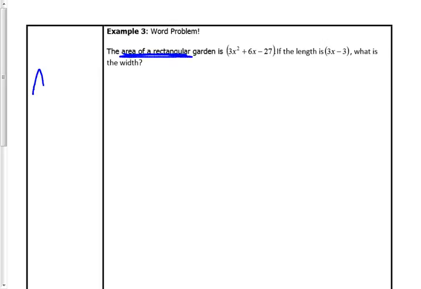First thing they told us was the area of a rectangle. So we should know that the area of a rectangle is equal to length times width. That's how we usually find it, right? So they gave us the area as 3x squared plus 6x minus 27. And then they told us that the length was 3x minus 3. So we are looking for the width, right? So how would I find the width?